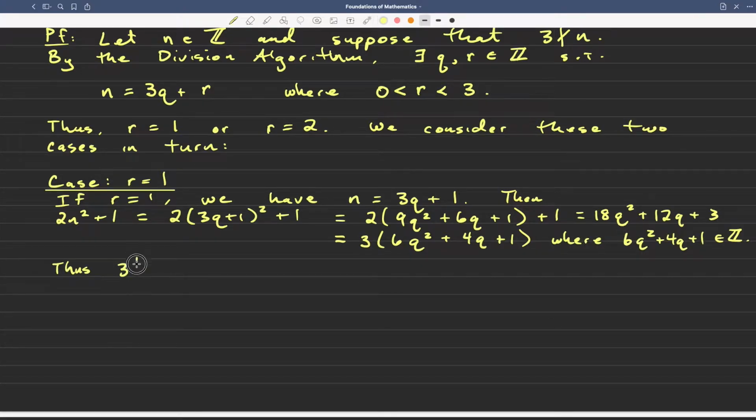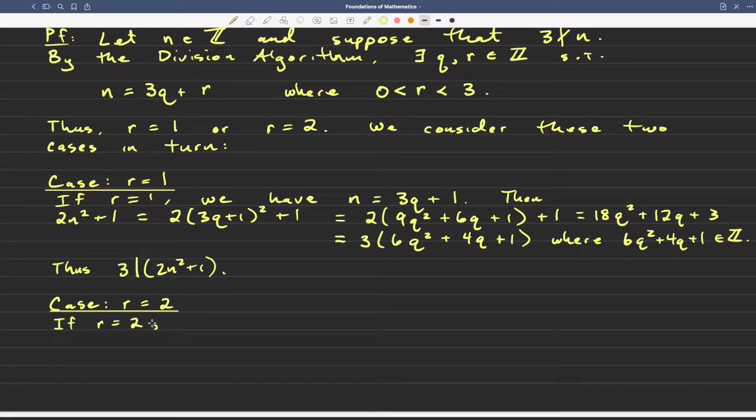Thus we know 3 divides this 2n squared plus 1, on account of the fact that we took 2n squared plus 1 here and we wrote it as 3 times an integer. That's the definition of what it means for 3 to divide something, right? Is that you can factor a 3 out of it. And then the second case we'll handle in a very similar fashion. It's almost identical. The algebra is a little bit different, but basically the same idea.